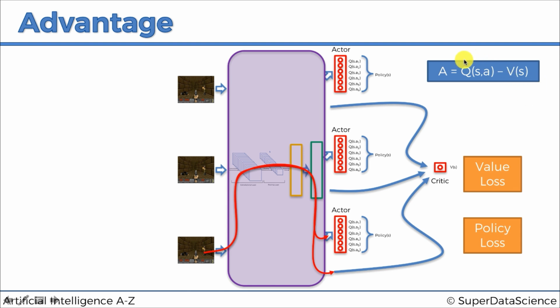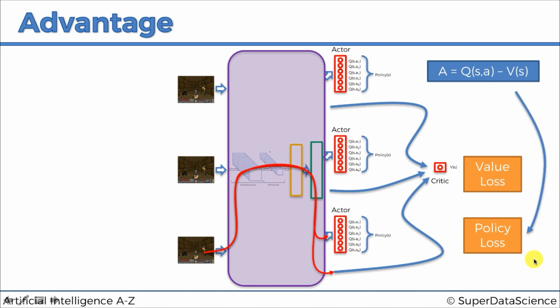And the advantage is calculated as Q of S and A minus V of S. So basically, the Q value that you chose to play of the action that you chose to play in the state that you were in, state S, minus the value of that state. So this is the difference between the two, and that is called advantage. And the advantage is used in the calculation of the policy loss.